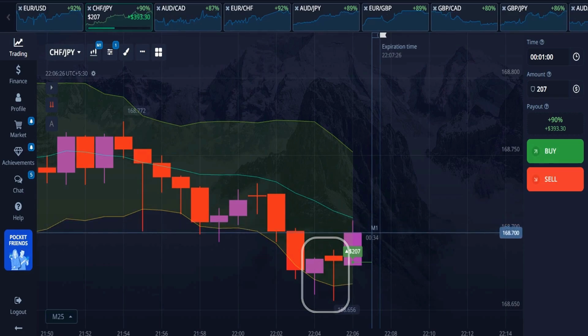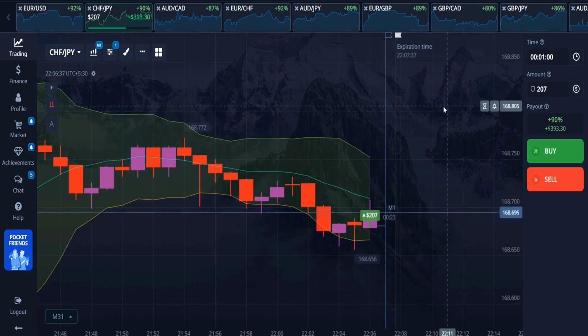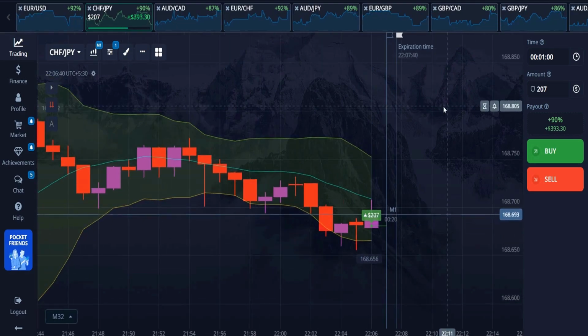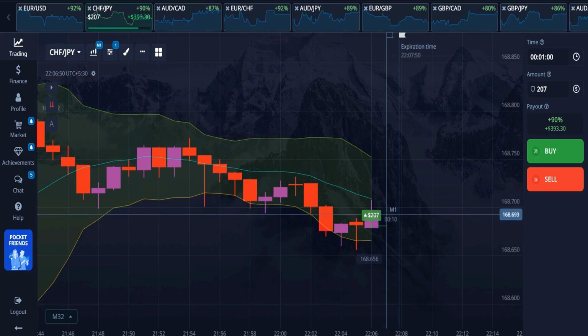The second hammer is a bit unusual, I agree. But remember, in real trading conditions, you won't always find picture-perfect patterns. If the candle looks close enough to the ideal pattern, it can still be a valid setup. That's what trading is about, being flexible and smart. Now, based on this setup, I'm going to enter a 1-minute buy trade on the very next candle.